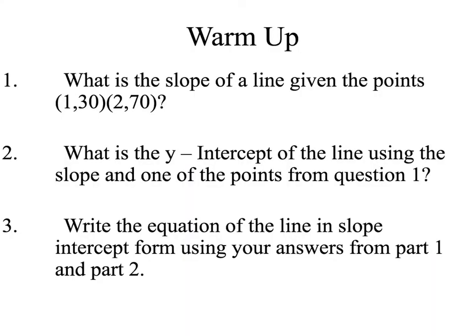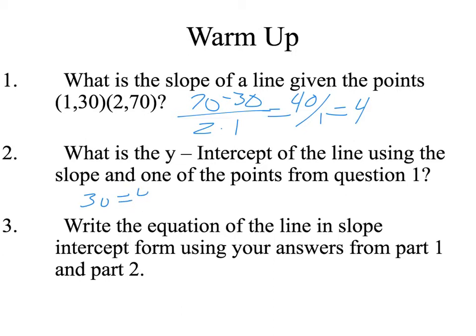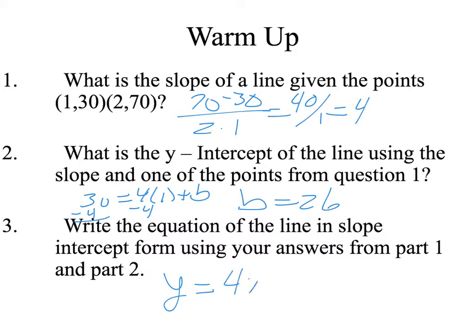So here we have a warm-up for the second day. Again, finding our slope is 70 minus 30 over 2 minus 1. Gives me 40 over 1, which is 40. Finding my b. 30 equals 4 times 1 plus b. Subtract 4 from each side. B equals 26. Y equals 4x plus 26.